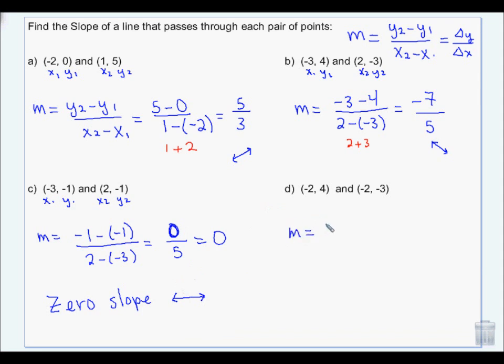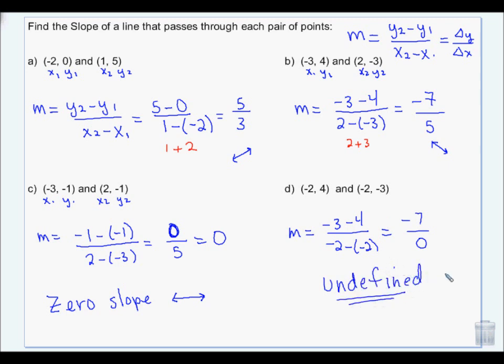And for my last one, I have negative 3 minus 4 over negative 2 minus negative 2, which gives me negative 7 divided by 0. You cannot divide by 0. So this slope is undefined, so this is one of those situations where you're going to get a straight up and down line.